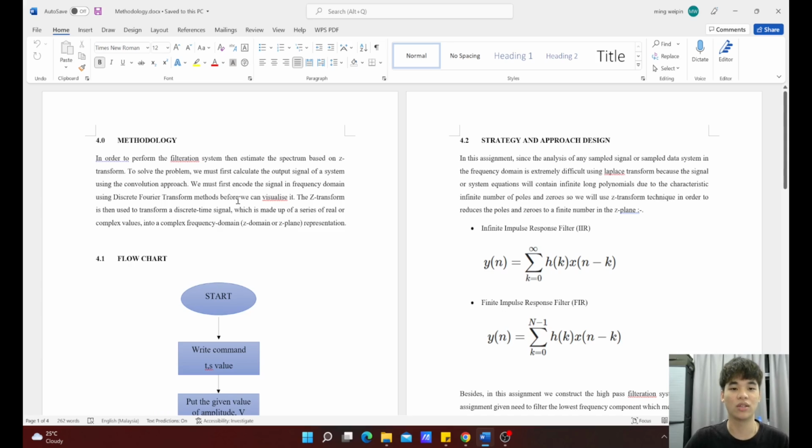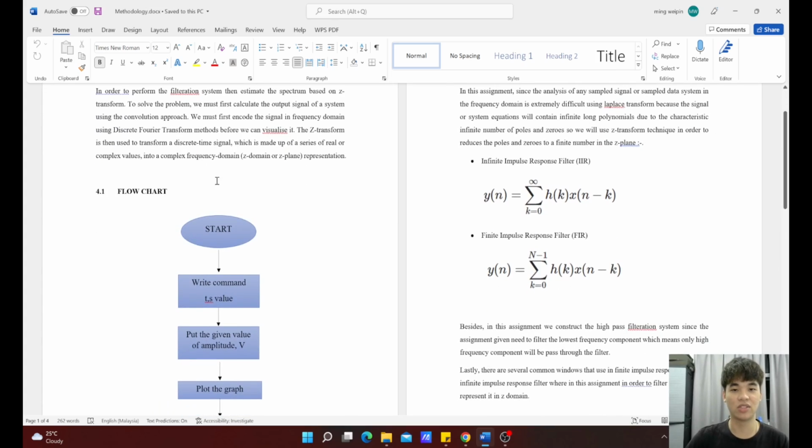We must first encode the signal in the frequency domain using discrete Fourier transform methods before we can visualize it. That transform is then used to transform a discrete time signal, which is made up of a series of real or complex values, into a complex frequency domain representation.